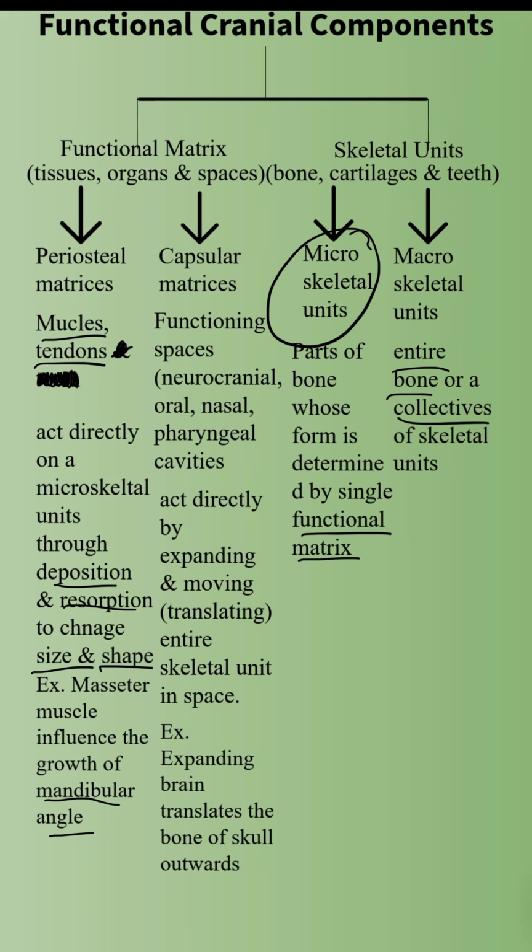Capsular matrices are the functioning spaces, which include the neurocranial, oral, nasal, and pharyngeal cavities. They act indirectly by expanding and moving, which means translating the entire skeletal unit in space. For example, the expanding brain translates the bones of the skull outwards.